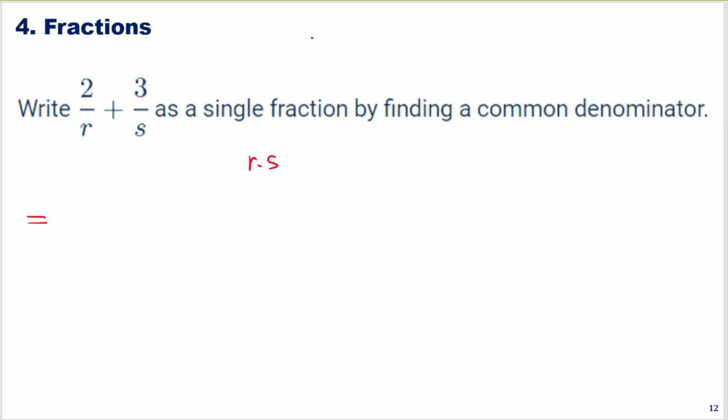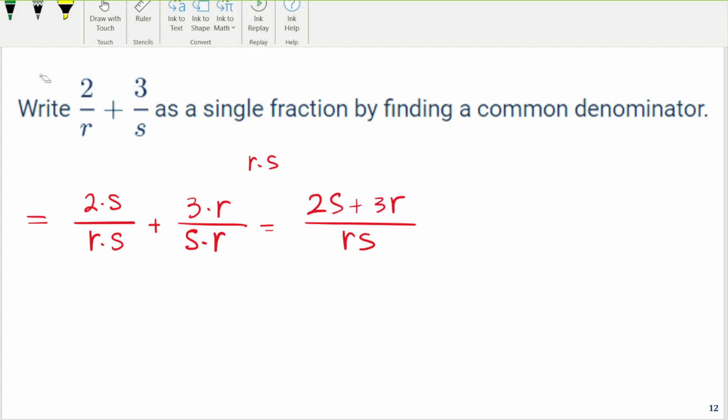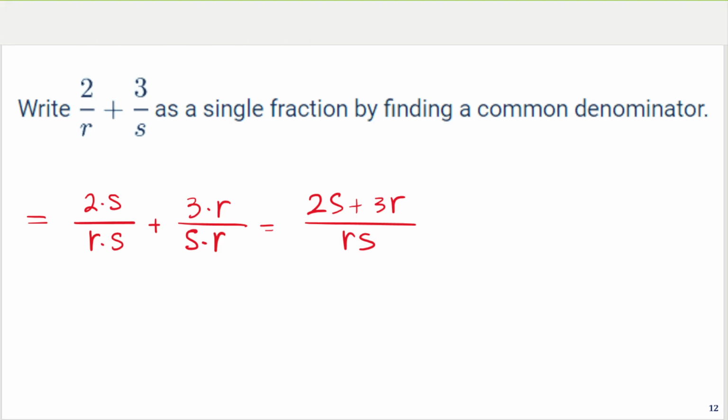So that equals, if you convert the first term using the common denominator r times s, that's actually 2 times s over r times s, right? Plus 3 times r over s times r, right? So that gives us rs as the denominator, and the numerator is 2s plus 3r. Any questions? So this is how we rewrite a sum of two fractions using a common denominator. Any questions?